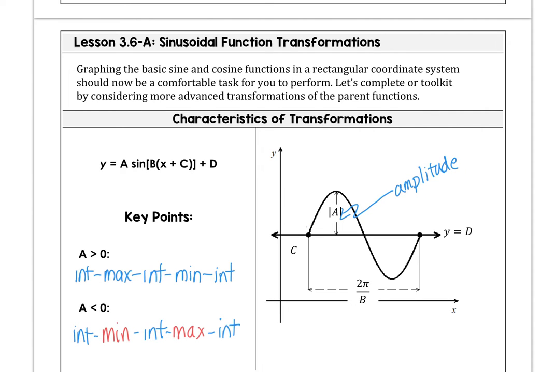We know that our C value here in this case is our starting point, and we know that the D value is our midline, and we know 2 pi over b represented the period for the function, how long it took to complete one cycle of our sine curve.